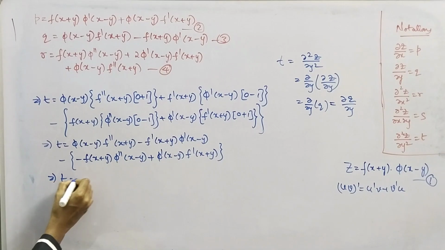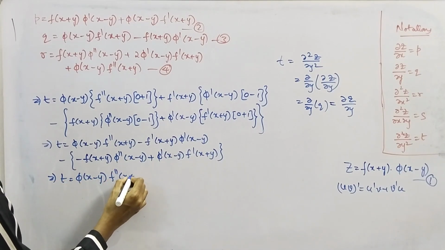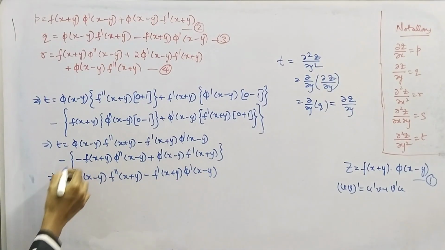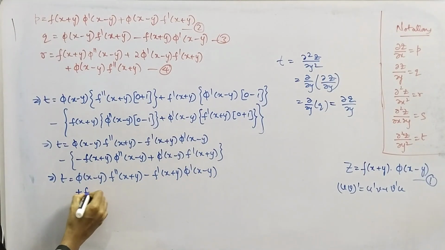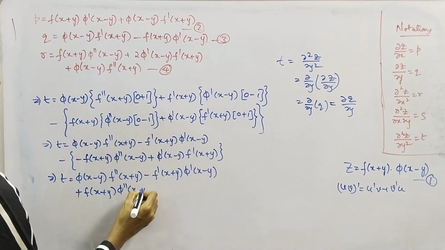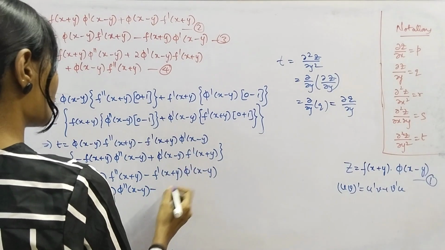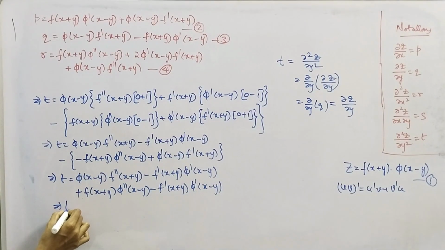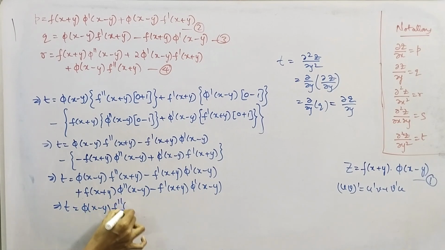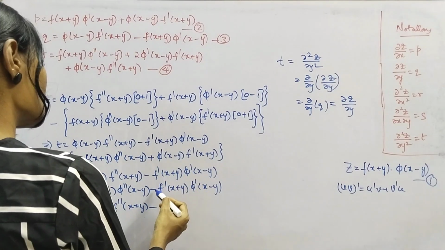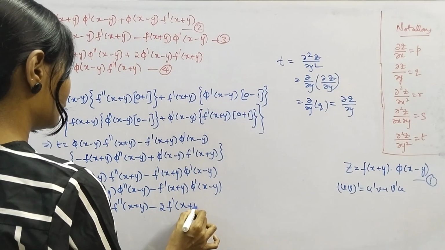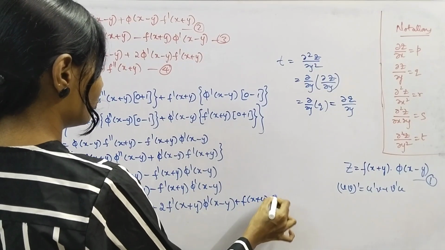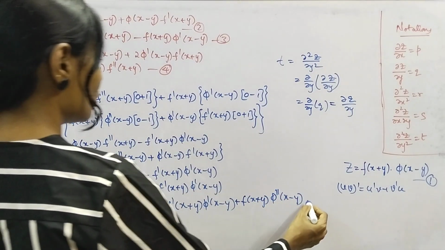Right, this gives us t equal to phi of x minus y f double dash of x plus y, minus f dash of x plus y into phi dash of x minus y, minus f of x plus y phi double dash of x minus y, minus into plus minus phi dash f dash. See, you have two like terms, right? This gives us t equal to phi f double dash minus f dash phi dash minus f dash phi dash gives 2 f dash phi dash, and the remaining term plus f phi double dash. Consider as equation number, say, 5.